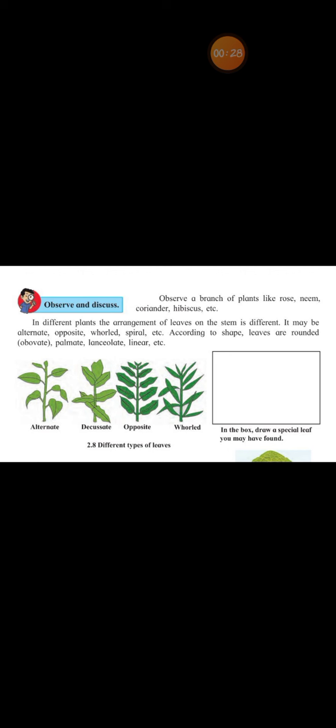First of all, we had seen about roots, and in that, we had seen about radicle and plumule, right? What are they? Radicle is the part that grows inside the seed, and plumule is the part that grows above the soil. Yes, children?